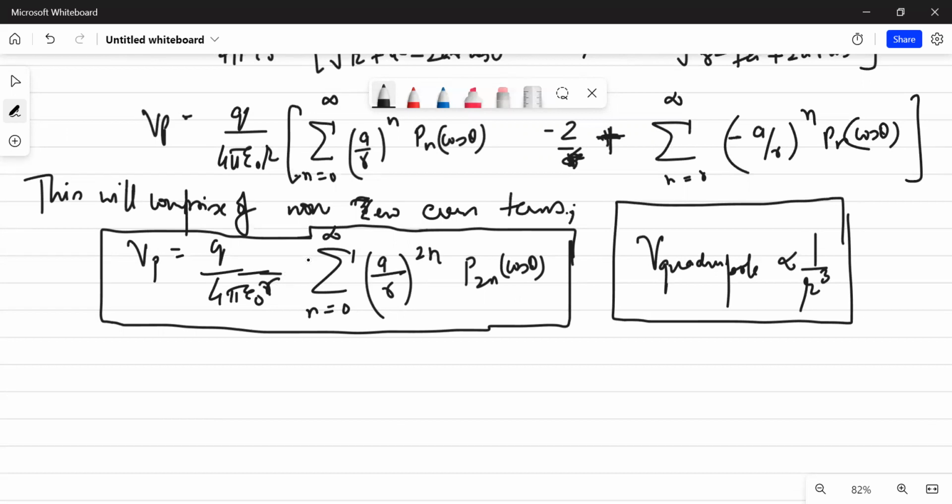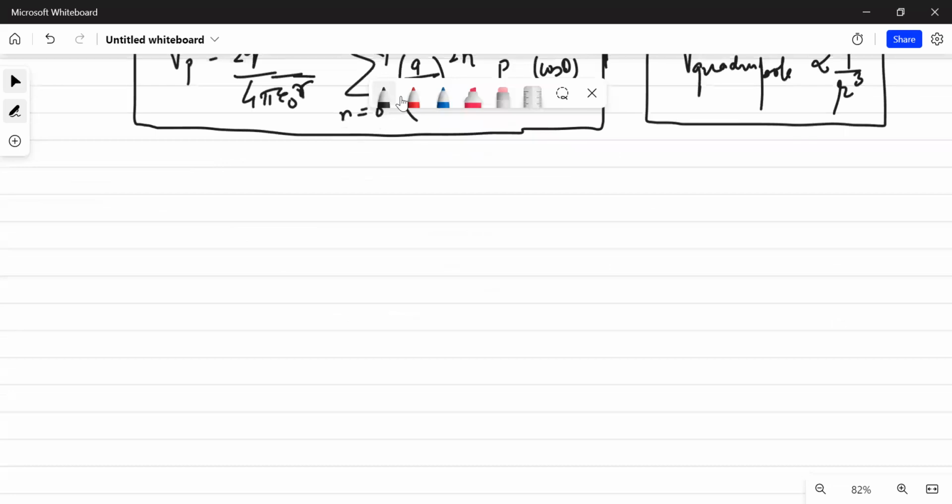Okay, and I think I've forgotten 2 somewhere, so I'll write 2 here, because ये दो गुना भी तो होंगे. Is that clear? Yes. So this is 2q upon 4 pi epsilon naught r summation P2n cos theta, and then you have this a upon r की power 2n. Similarly, we can find the potential due to a linear quadrupole.